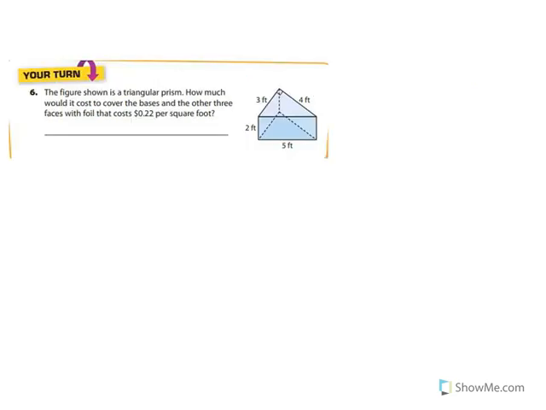All right, so those are good thinking problems. All right, so here's another one. The figure shown is a triangular prism. How much would it cost to cover the bases and the other 3 faces with foil that costs 22 cents per square foot? All right, so are we covering the whole thing here?